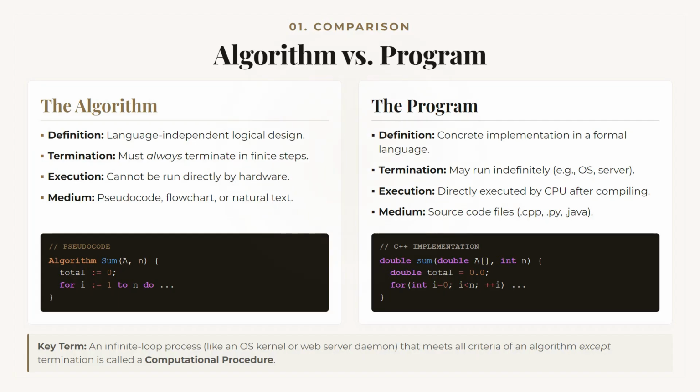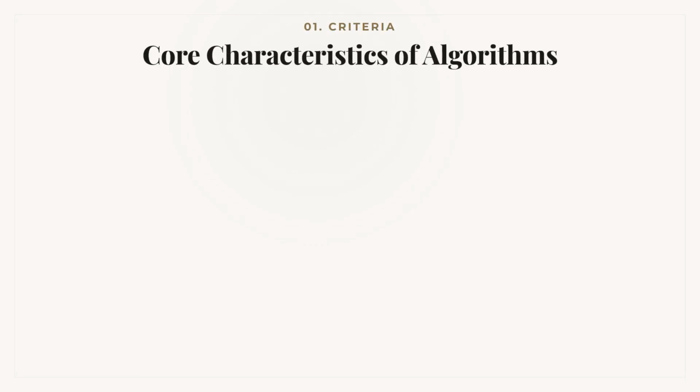If a process satisfies all characteristics of an algorithm except termination, it is often called a computational procedure rather than an algorithm. Now, let us discuss the fundamental characteristics that every algorithm must satisfy. The first characteristic is input. An algorithm may have 0 or more inputs. These inputs are the values supplied from outside the algorithm. Some algorithms require user input, while others may generate data internally.